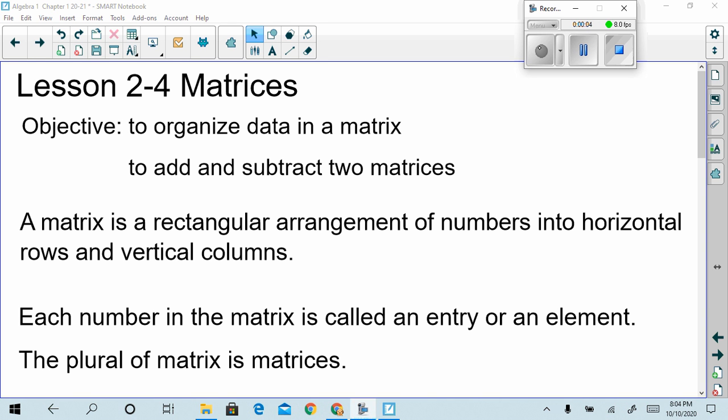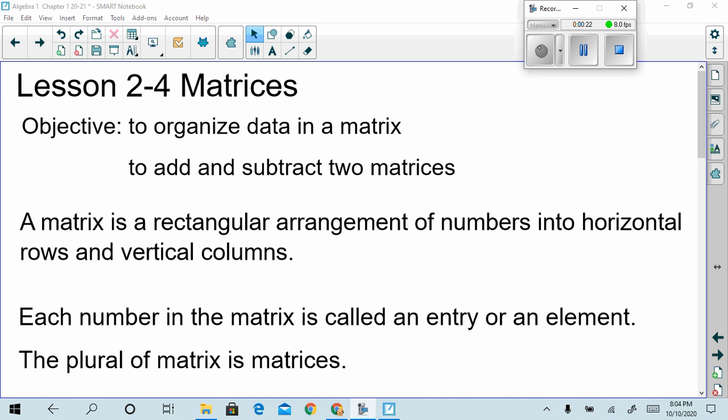Now that we know how to add and subtract real numbers, we're going to look at it in a different format. Today we're going to look at matrices. Our goals are to organize data in a matrix and to add and subtract two matrices. So what exactly is a matrix?